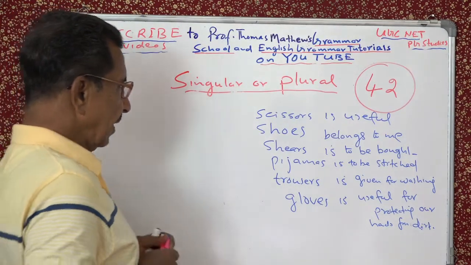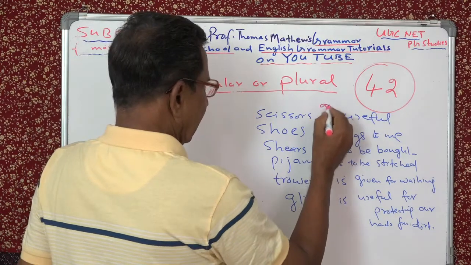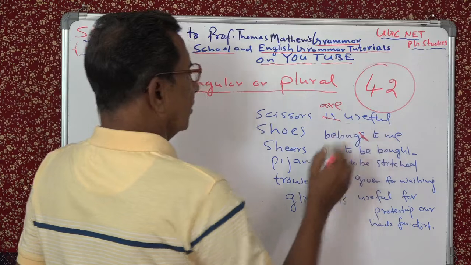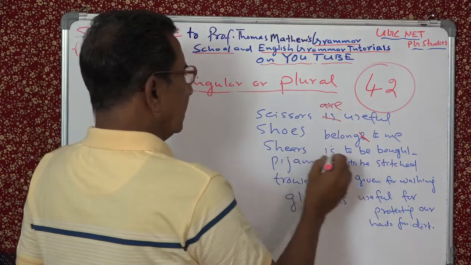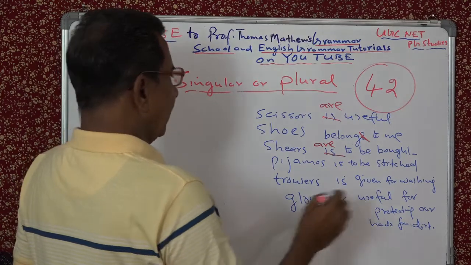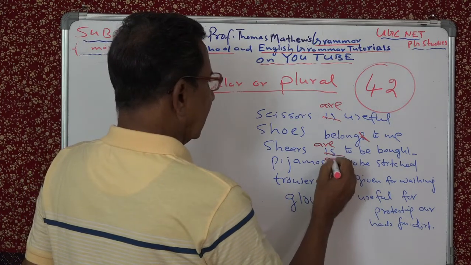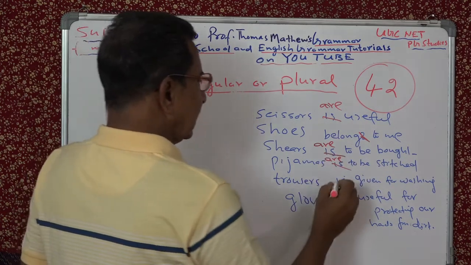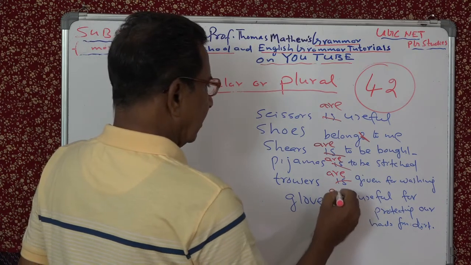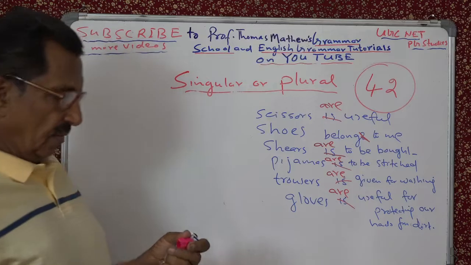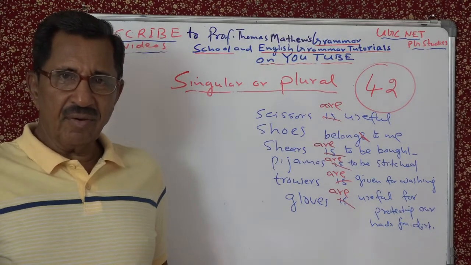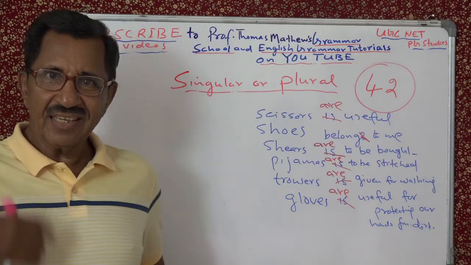Scissors are useful. Shoes belong to me. Shears are to be bought. Pajamas are. Trousers are given. Gloves are. See the difference. When you say a pair of, these are singular. But the moment you remove the pair of, then it is plural.